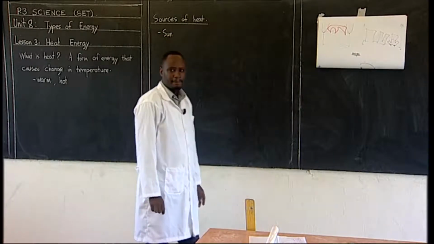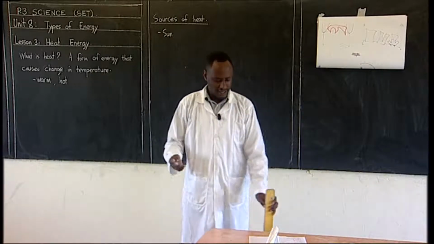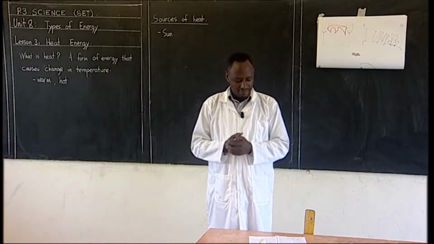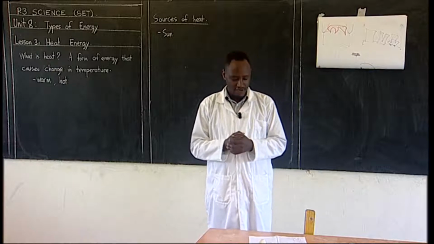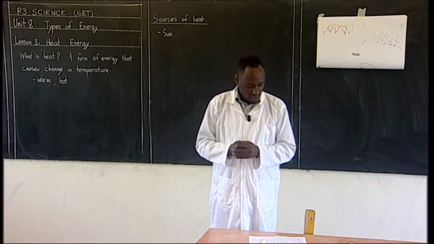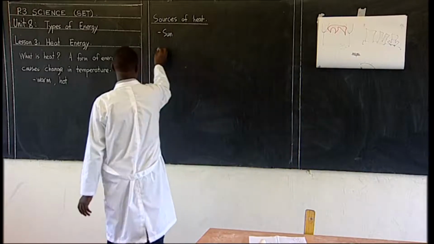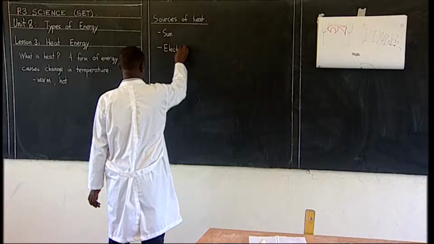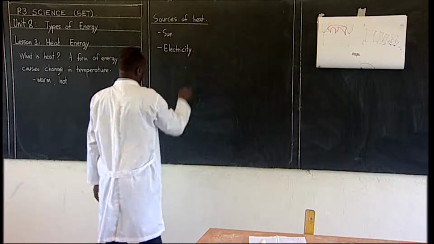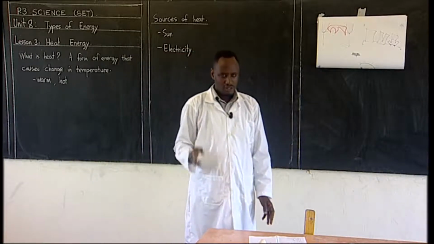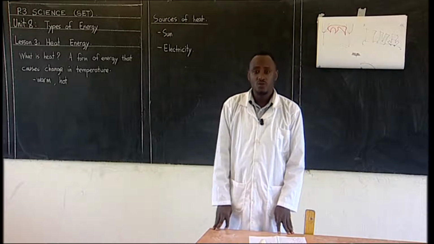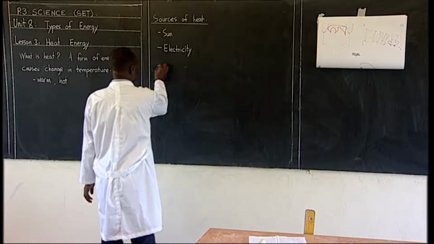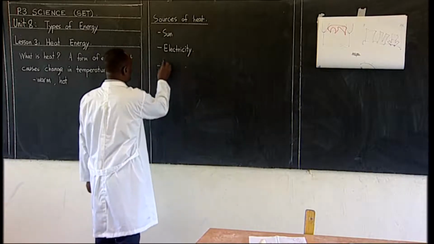The sun. I know you know what the sun is. From the previous lessons, we already talked about it. So that is the main source of heat in the environment. We have also electricity. Electricity is man-made, or made by man. It's a man-made source of heat. Three, we also have heat got from burning fuels.